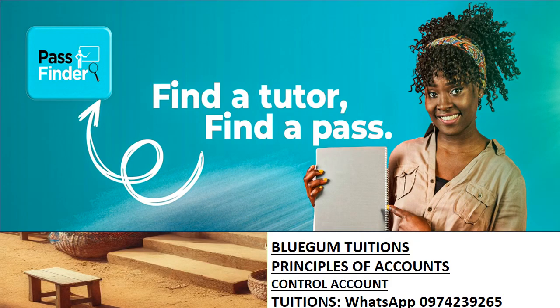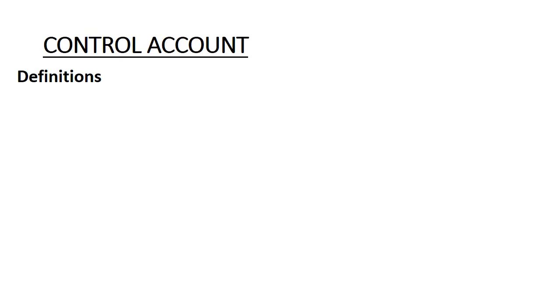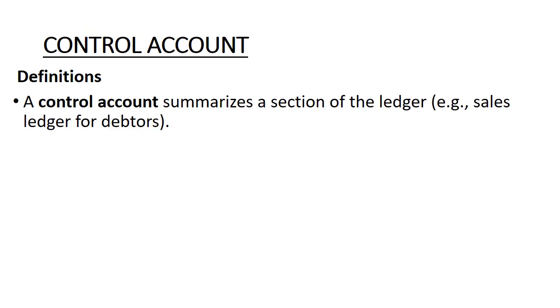Welcome to this short and simple topic in accounts called control accounts. So, what is a control account? A control account simply summarizes a section of the ledger. The section could be the sales ledger for debtors or the purchases ledger. Okay, that's what a control account is. It is just a summary.